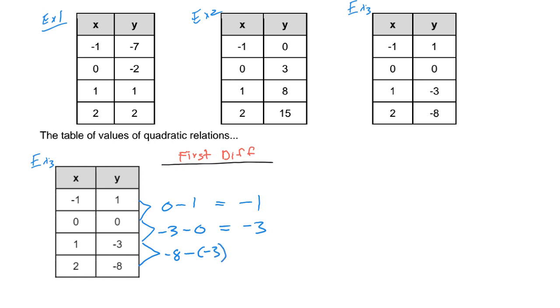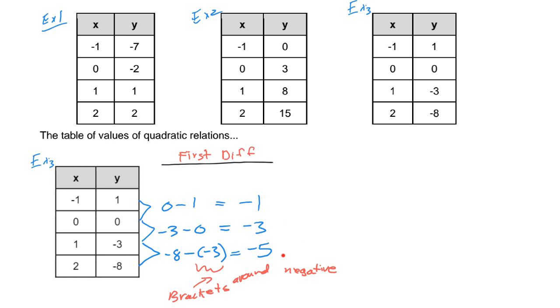You'll notice I put brackets around the negative. I always put brackets around the second negative so that it reminds me that I have to use my brackets on my calculator. Okay, so now I've got -8 minus -3 gives us -5. So it looks like there is a difference of about 2 between each of these, right? So let's verify this.